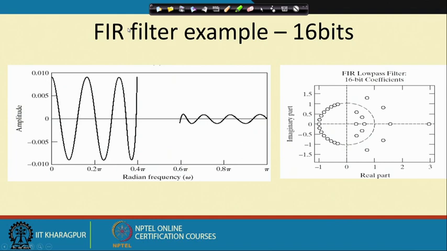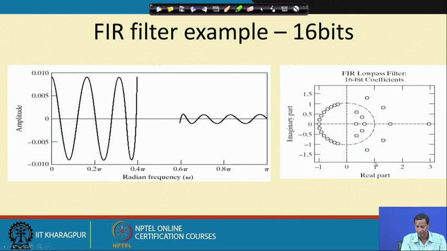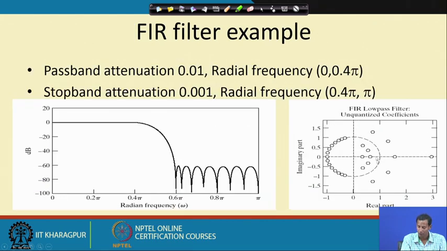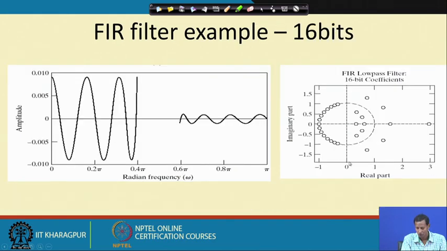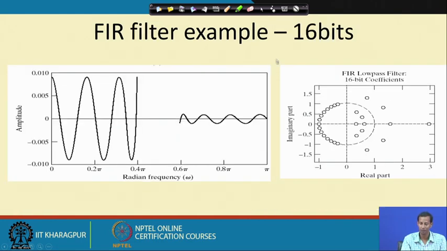Okay. So, if the FIR filter considers coefficients of 16 bits, at that time the corresponding pole-zero location will be something like this. How is it different? It is not that much different from the unquantized coefficient one. That means it is more likely closer to the unquantized one. The performance is not degraded if I consider the coefficients to be of 16 bits.